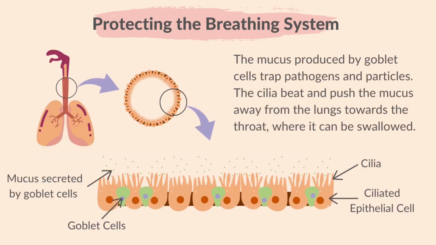So the mucus produced by goblet cells traps pathogens and particles. The cilia are constantly moving and they beat and push the mucus away from the lungs towards the throat, where it can be swallowed. This destroys pathogens and protects the lungs from them.